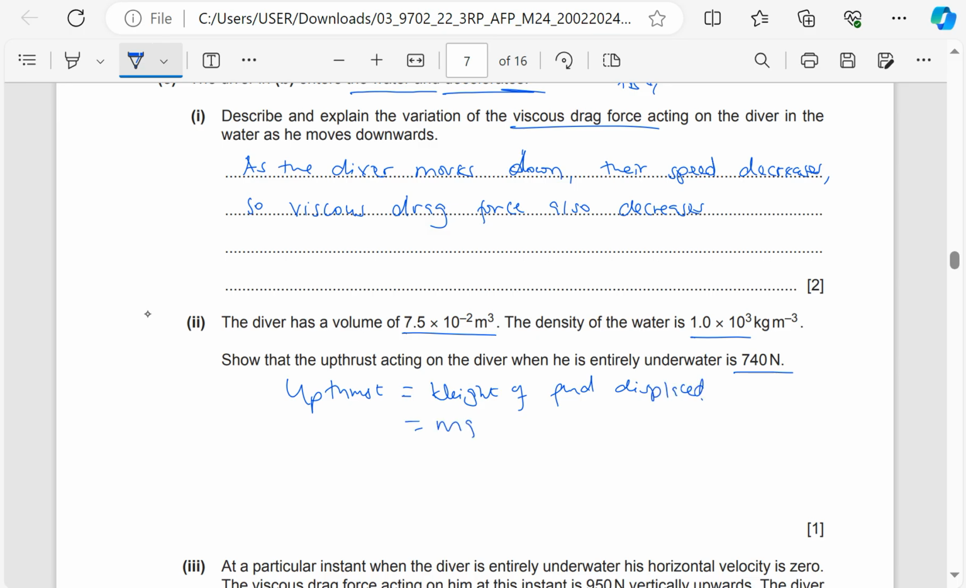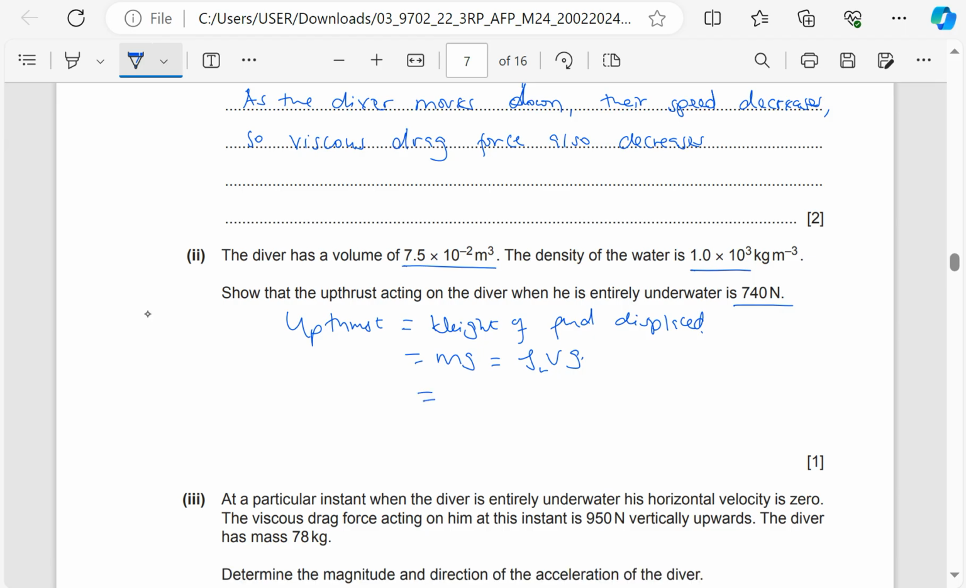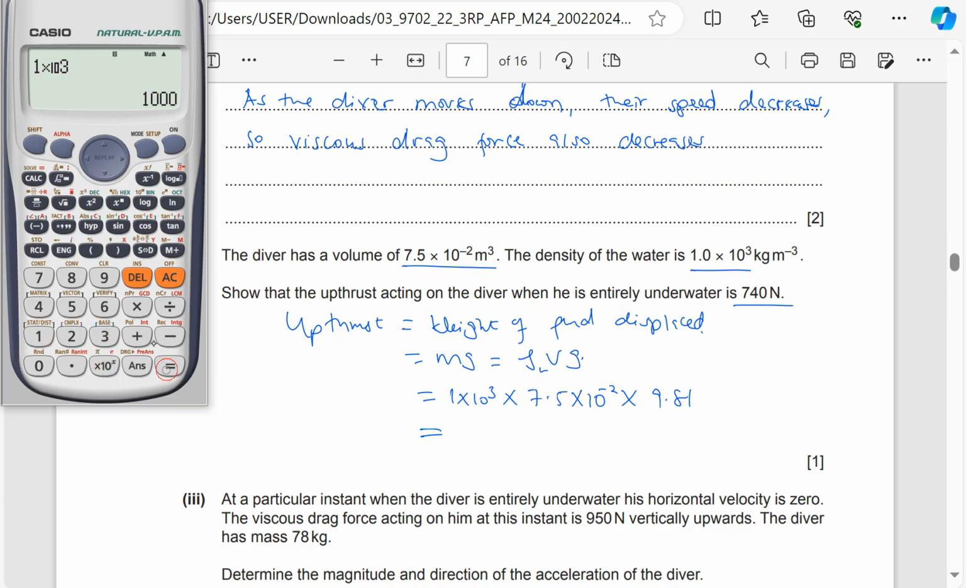So this is going to be mg, which is going to be the density of the fluid times the volume, then times g. Of course, the volume of the diver is the same as the volume of the water he displaces. So this is going to be the density, which is 1 times 10 to the power of 3, times the volume, which is 7.5 times 10 to the power of minus 2, then times g, which is 9.81. Okay, so I just press my calculator. 1 exponent 3 times 7.5 exponent minus 2, then times 9.81.